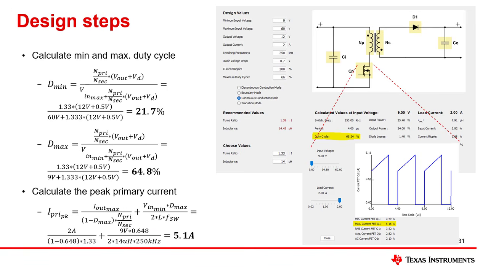Now, as we decided on a transformer, the minimum and the maximum duty cycle as well as the peak primary current can be calculated. In the Power Stage Designer, this can be simply done by entering the chosen inductance value and clicking on the FET symbol. For the minimum input voltage, the tool will show the maximum duty cycle. For the highest input voltage, it will show the lowest duty cycle. The minimum duty cycle in this example will be 21.7%, the maximum duty cycle 64.8%. The calculated peak primary current will be 5.1 amps.